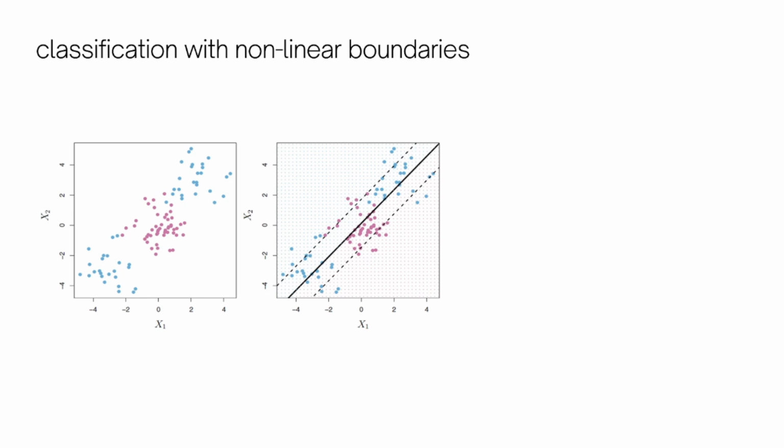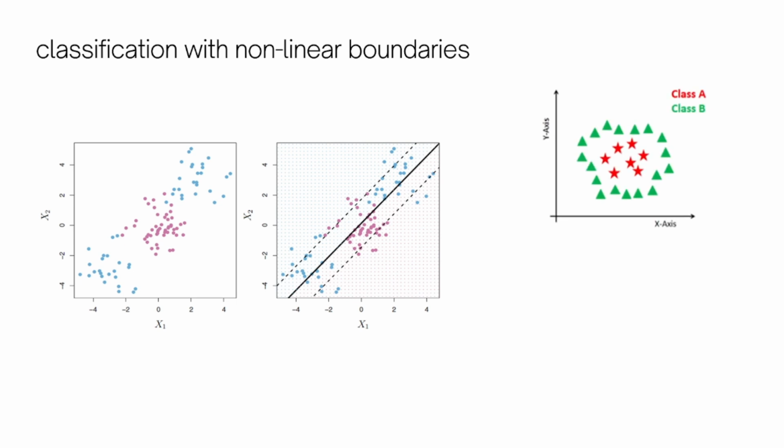Imagine you're trying to separate two types of objects on your desk, but they're not in two distinct groups. Instead, they're scattered in a circular pattern, with snacks forming an outer ring and books in the middle. Can a straight line separate them? Nope. A linear boundary just won't cut it. This is where SVM gets super creative. To handle this, SVM uses something called the kernel trick. Think of it like adding a new dimension to make the data separable.